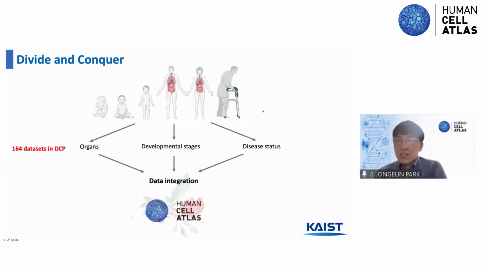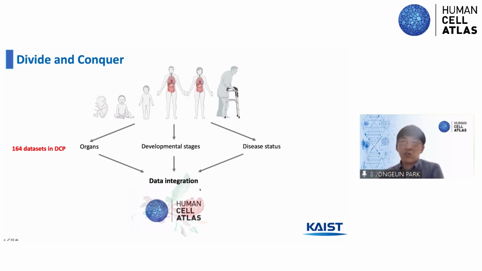So for Human Cell Atlas, we took this approach of divide and conquer, so that we divide all the data generation steps by separating by organs or developmental stages or disease status. So I think we have been quite successful in that, so that now there's already 164 data sets that have been deposited in the DCP in Human Cell Atlas. So now I think it's a time to think about how we can then come back to our original quest of making a coherent Human Cell Atlas by integrating all these separated data sets.